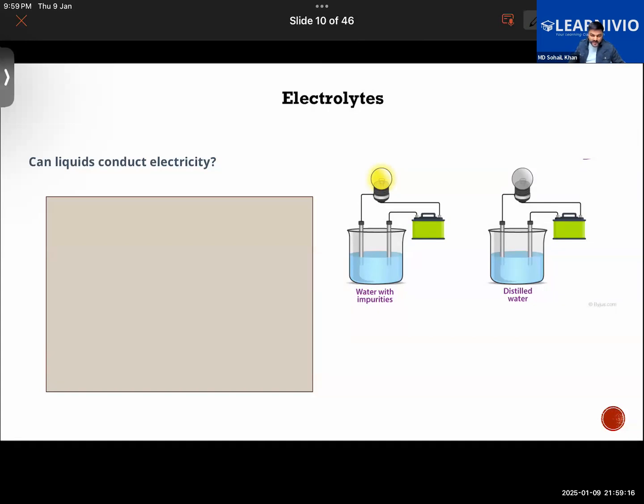So can liquids conduct electricity? Not all, but some can conduct electricity. Now, what is the requirement for a given liquid to behave as a conductor? Let us discuss that. Here we have two setups, one that has water with impurities, another that does not have any impurity, that is the distilled water. So you see the difference between the two. What's the difference here? In fact, it is very obvious.